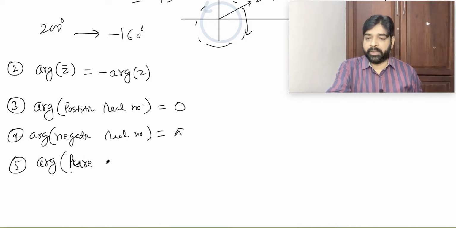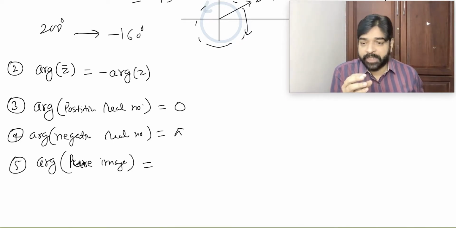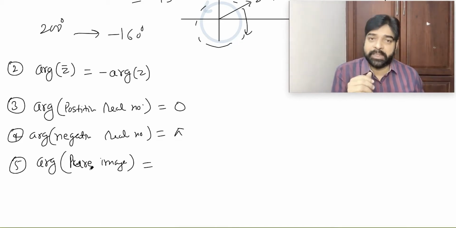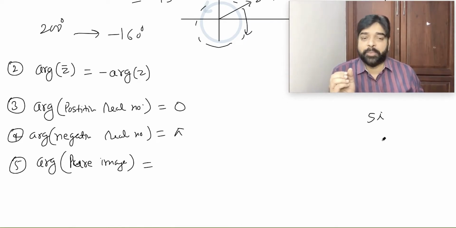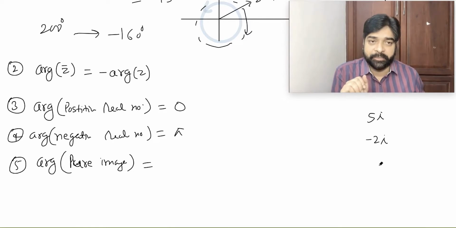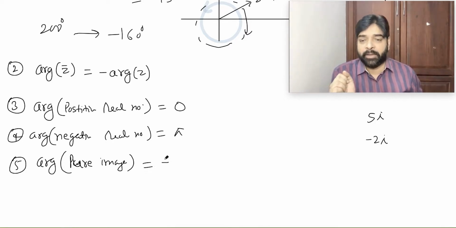Pure imaginary, what will be the argument? I didn't say whether the real coefficient is positive or negative, so you cannot say positive imaginary or negative imaginary. We will say pure imaginary. 5i is also pure imaginary, minus 2i is also pure imaginary. So this coefficient matters. If it's positive, the imaginary part is positive, so it will be plus pi by 2. If the imaginary part is negative, it will be minus pi by 2. So I will write plus minus pi by 2. Anything can happen.